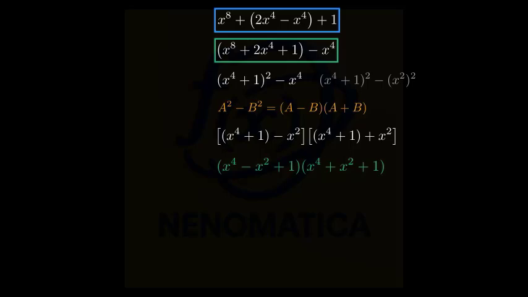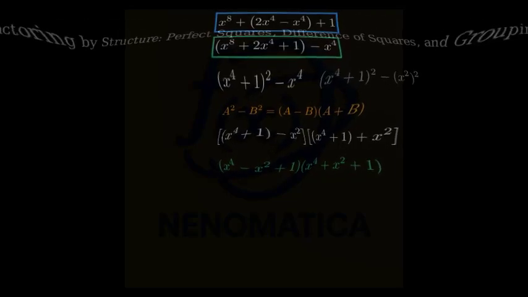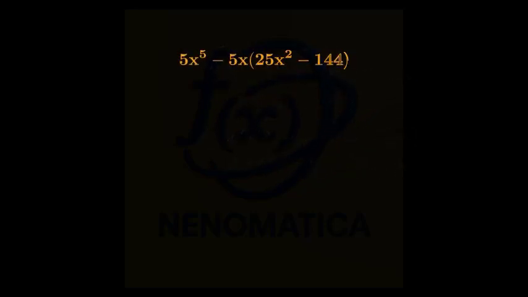5x^5 − 5x times the quantity 25x² − 144. We'll first factor out 5x. That gives 5x times the quantity x^4 − 25x² + 144.